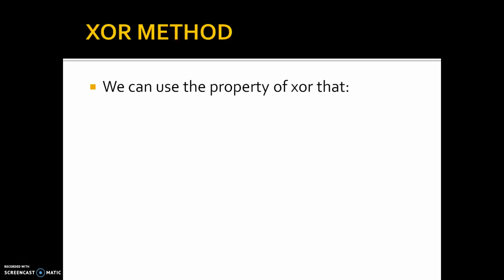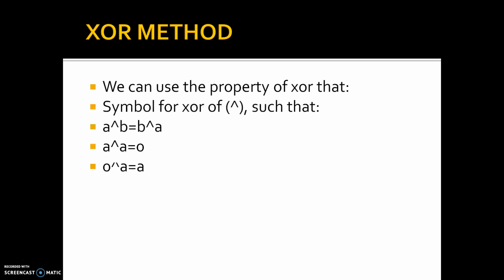What we can do is use the properties of XOR. Here I have listed certain properties of XOR which would be used here. For example, A XOR B will be equal to B XOR A, and second, A XOR A is 0. This is an important property because every time we XOR an element with itself, it nullifies its effect and we get 0.